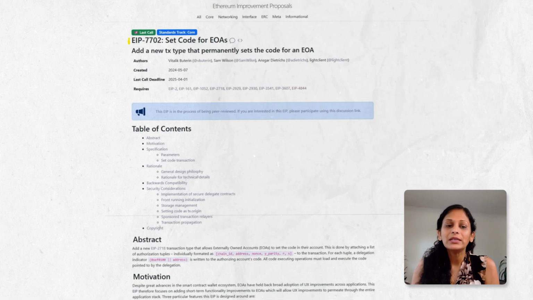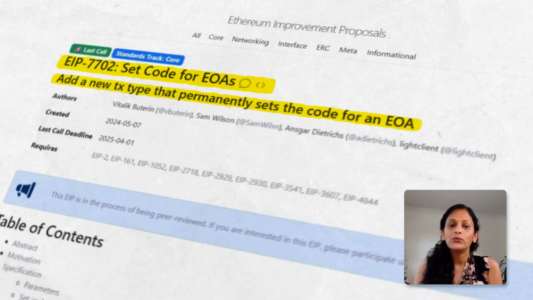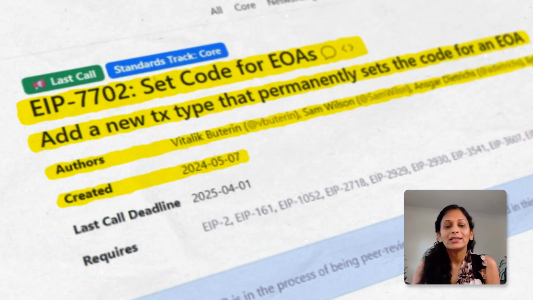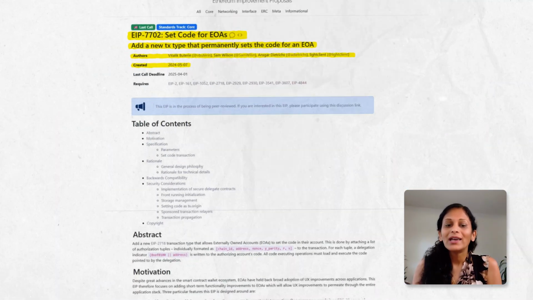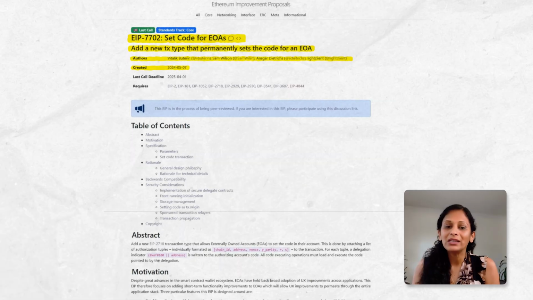Today we are exploring one of the most talked about proposals in the Pectra upgrade, EIP-7702, set code for EOAs. What is EIP-7702 and why is it a big deal for mainstream Ethereum users? To help us break it all down, I'm thrilled to be joined by Anders Kristiansen, Senior Client Developer at Nethermind.